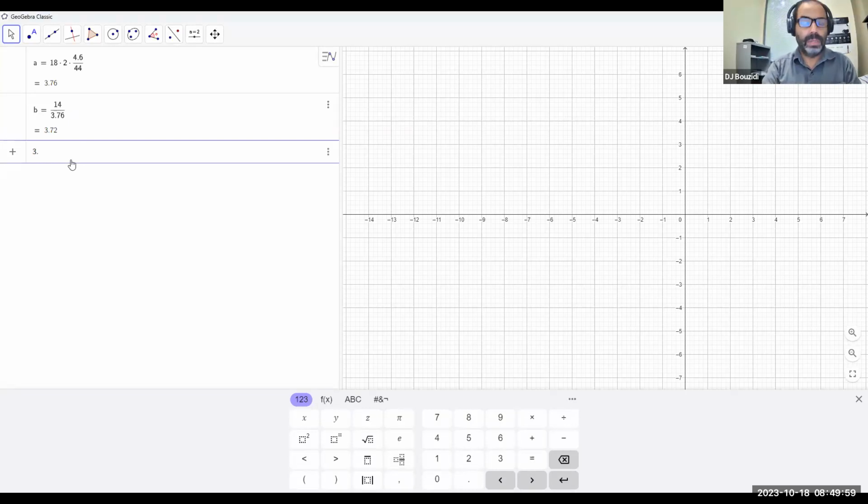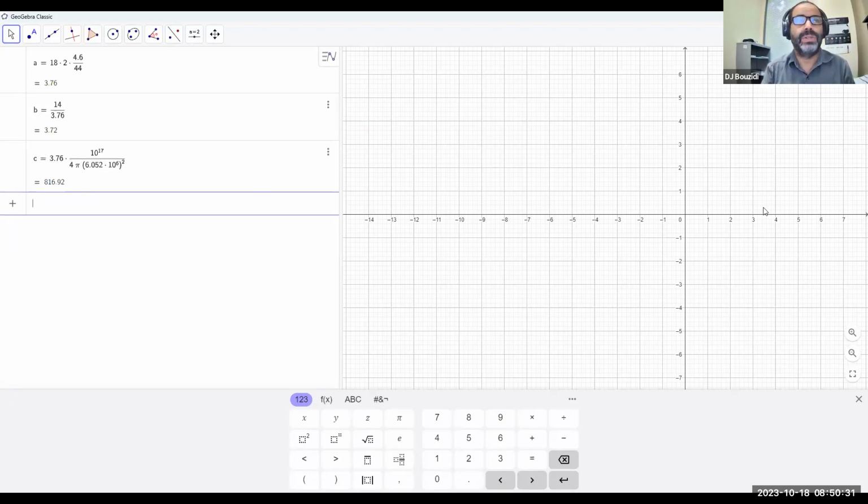Okay, because I need to see what I'm going to punch in here. So we have 3.76 times 10 to the power 17, divide that by 4 times pi. The GeoGebra program I'm using calls the pi, which is easy. Open parenthesis, 6.052 times 10 to the power 6. And the whole thing is squared, remember? That's the radius squared. And it gave me 816.92 meters. 817 meters, basically. That's how high it is, less than a kilometer.